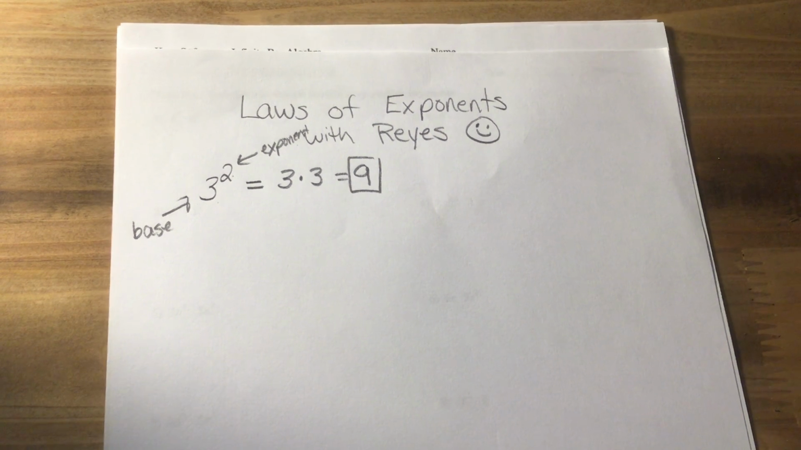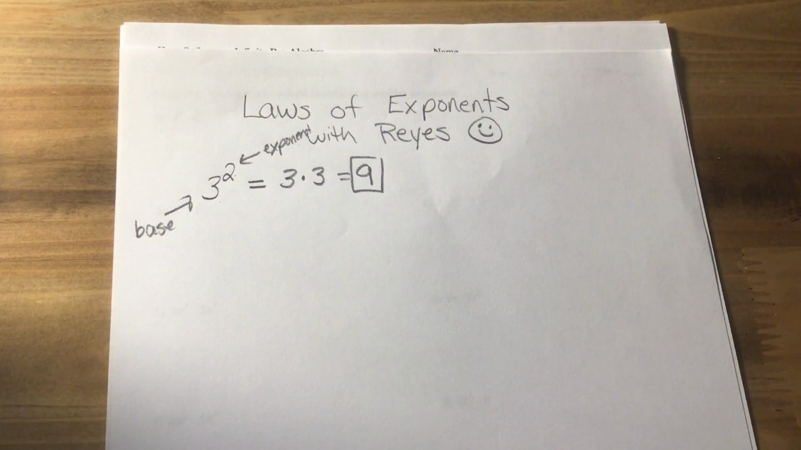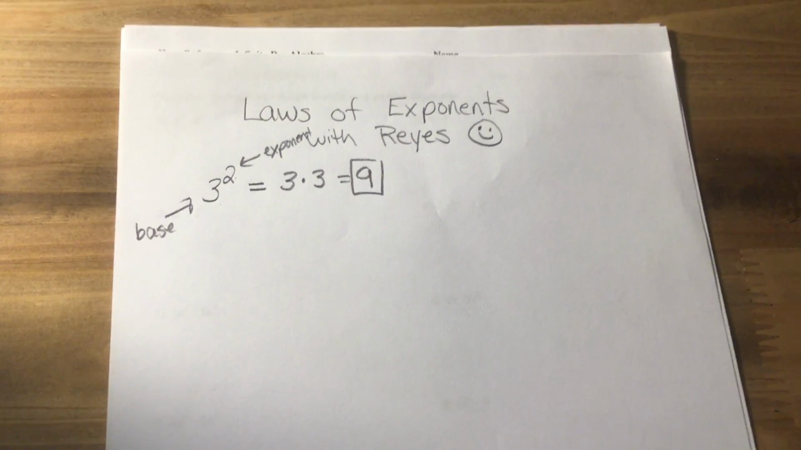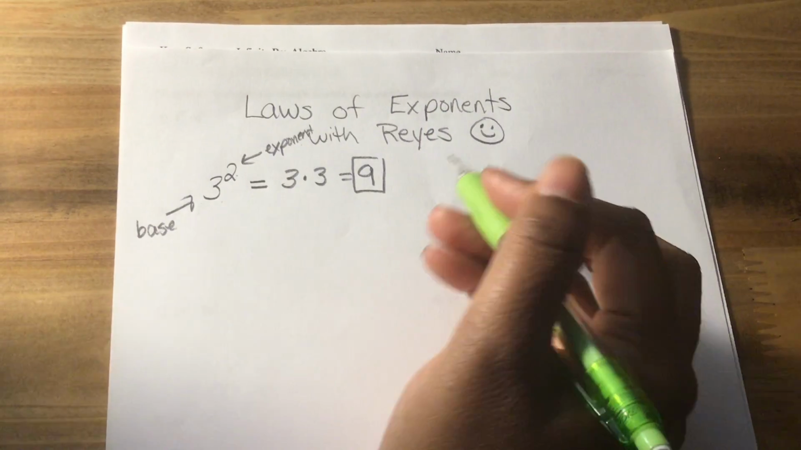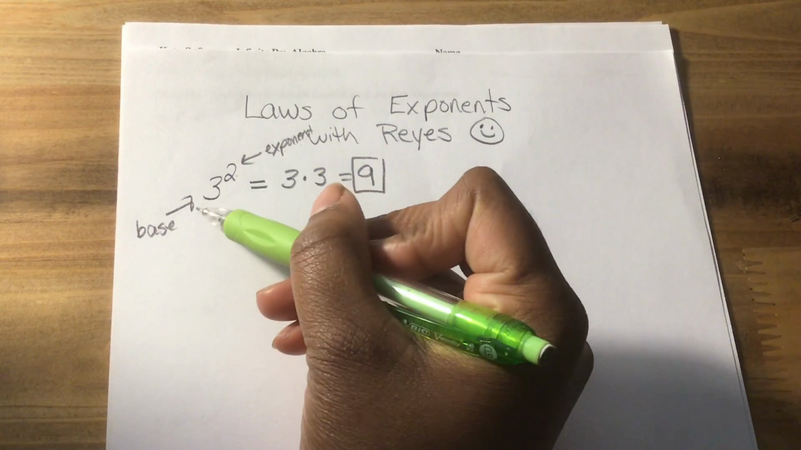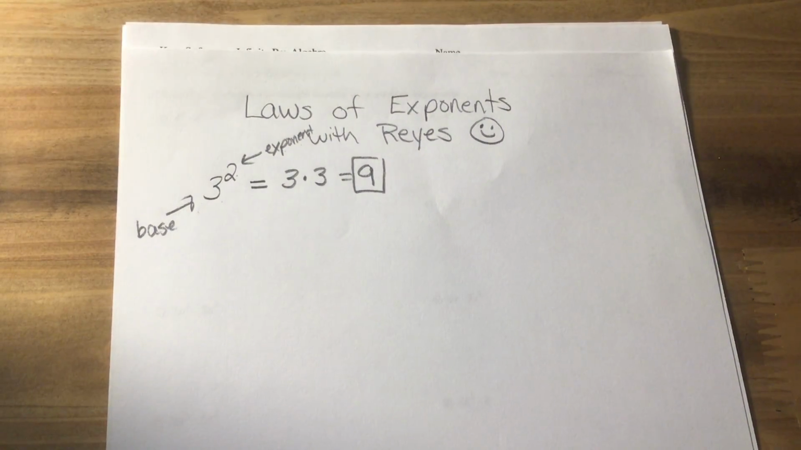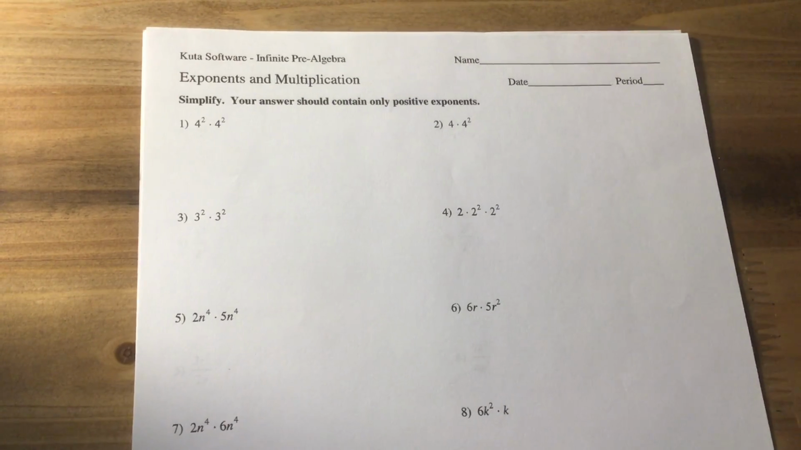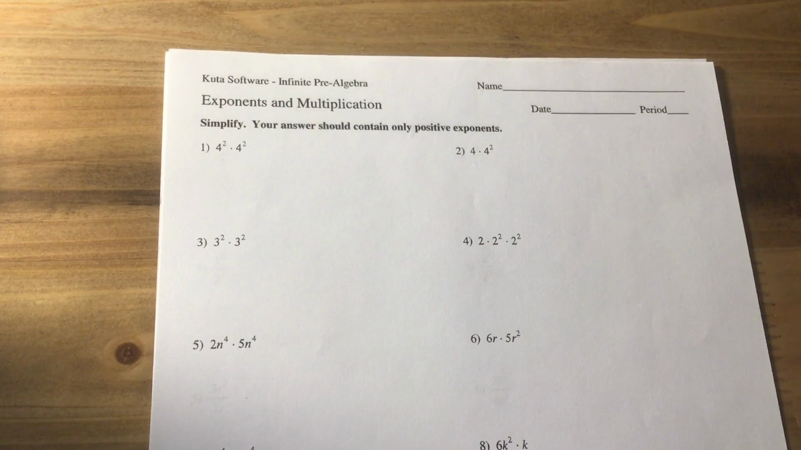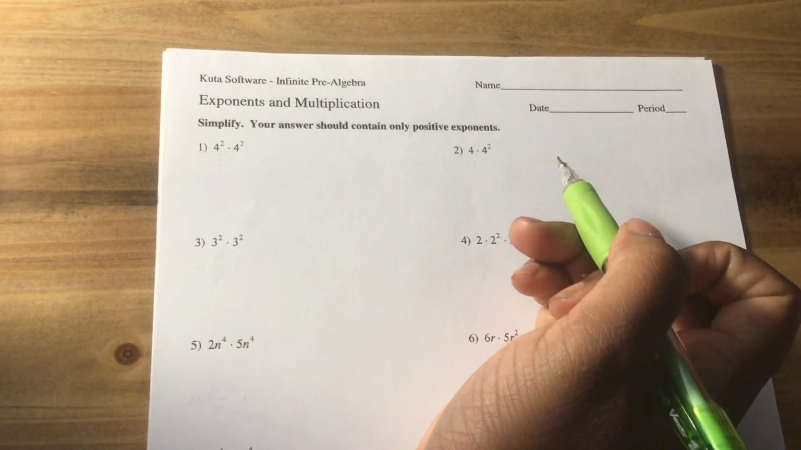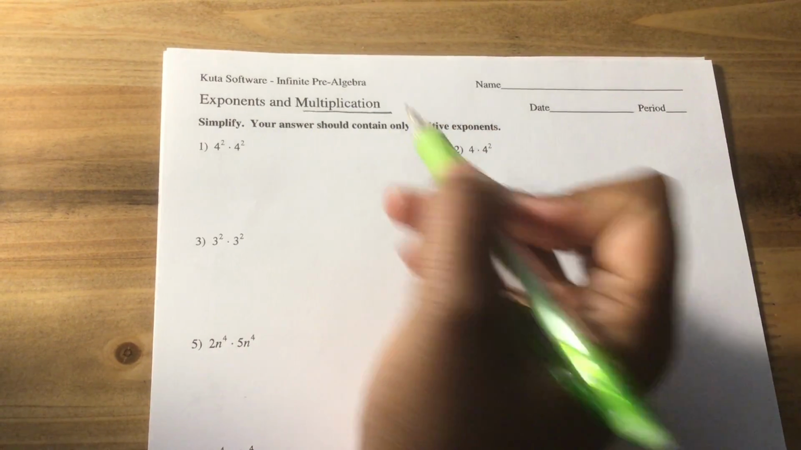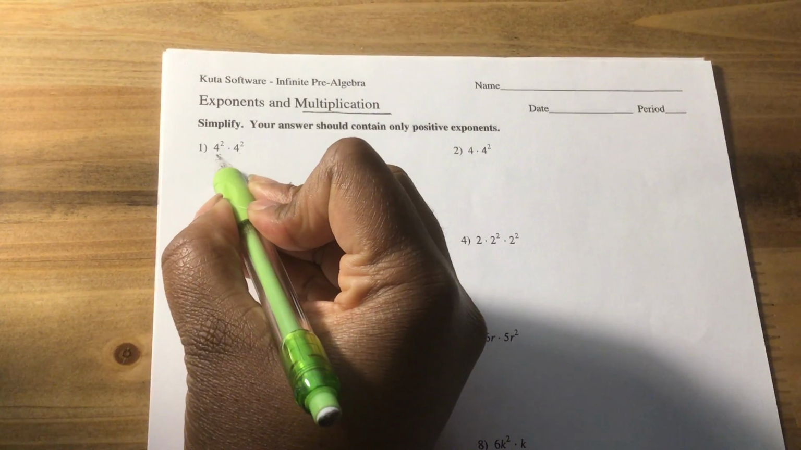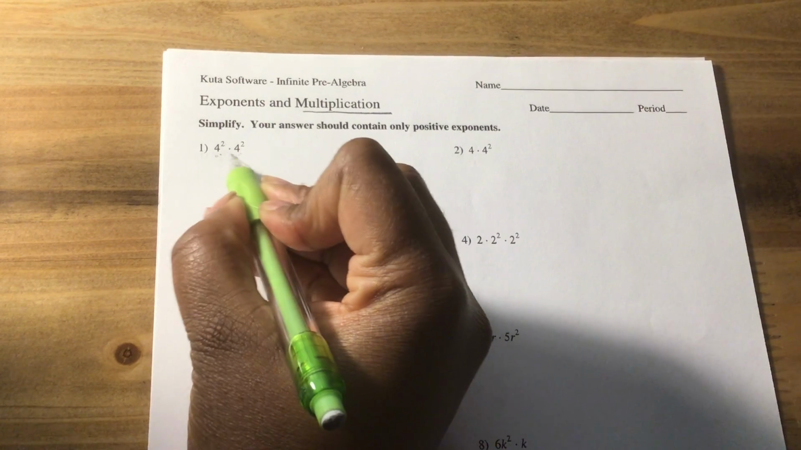With some laws of exponents, it's not necessary to simplify completely, and I'm going to show you that here in a minute. All right, so now that we have established the relationship between an exponent and a base, we're going to do some laws of exponents. The first law of exponents that we are going to do is called multiplication. We're going to multiply those exponents that have like bases. That means that the bases are the same.